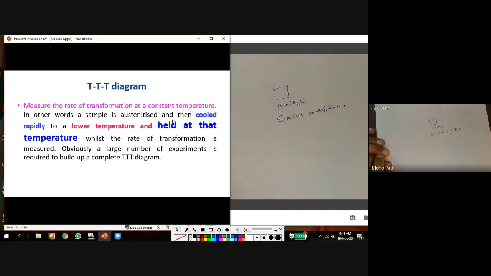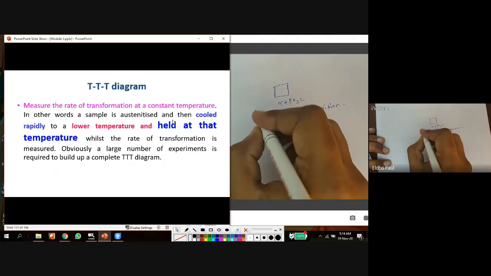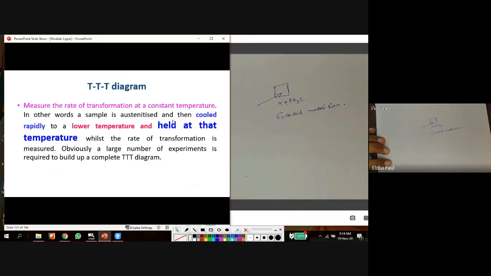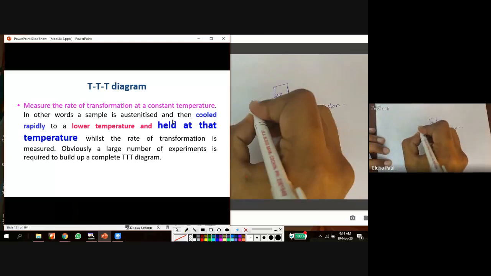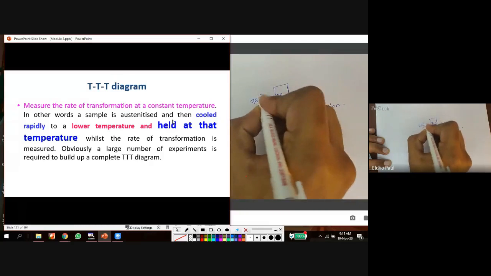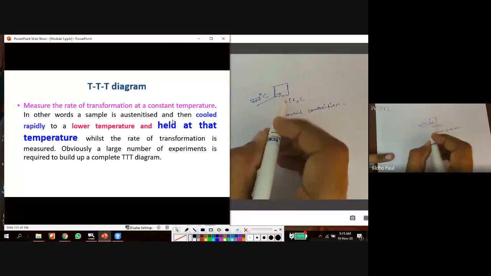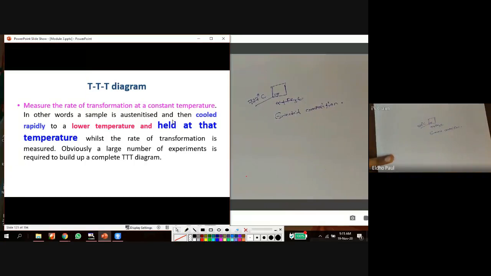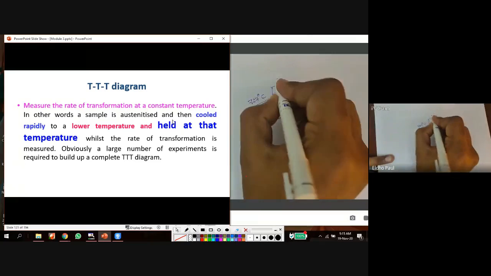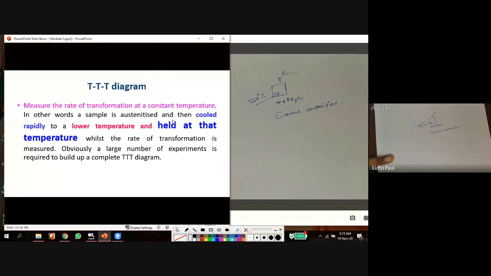Okay, eutectoid composition. Next, I am going to heat this sample above 727 degrees Celsius. Above 727 degrees Celsius, I heat that sample first. So what happened? The microstructure constituents change from alpha plus Fe3C into gamma. That is the first change when I heat above 727 degrees Celsius. So the sample is austenitized.